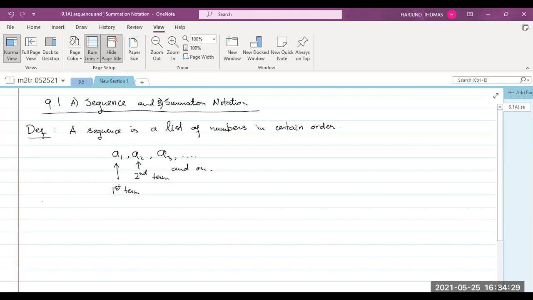Okay, now let's say this example here. Suppose, for example, we have this sequence 3, 7, 11, 15, 19, and on. Now then the first term is 3, the second term is 7, the third term is 11, the fourth term is 15, the fifth term is 19. And you see the ellipsis there, it means it goes indefinitely far. That creates an infinite sequence.